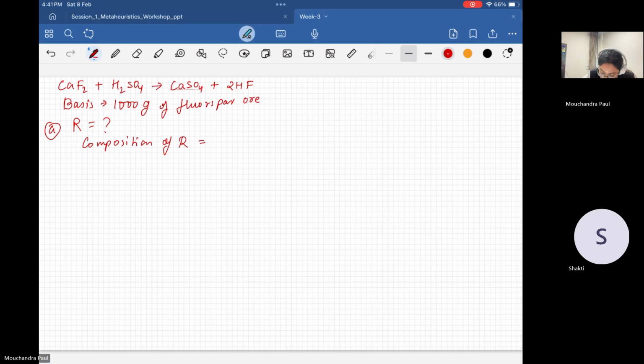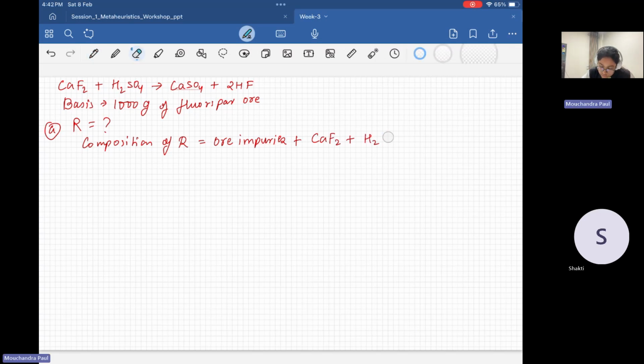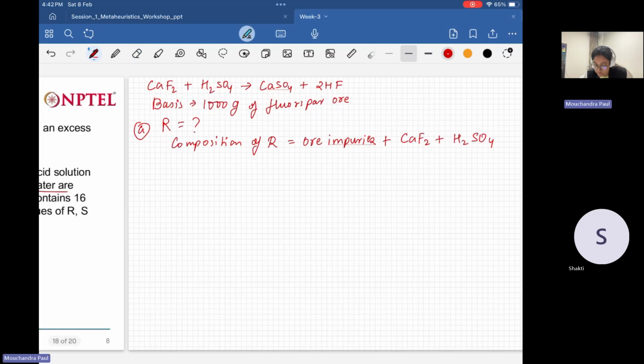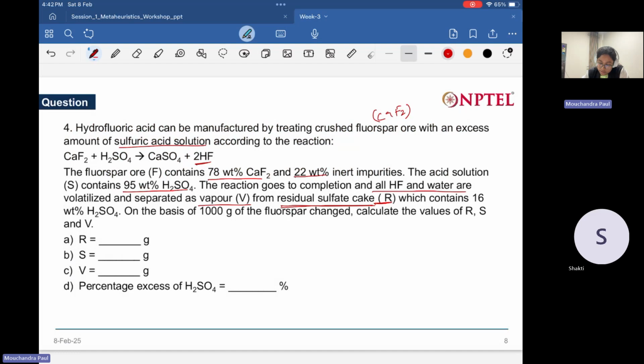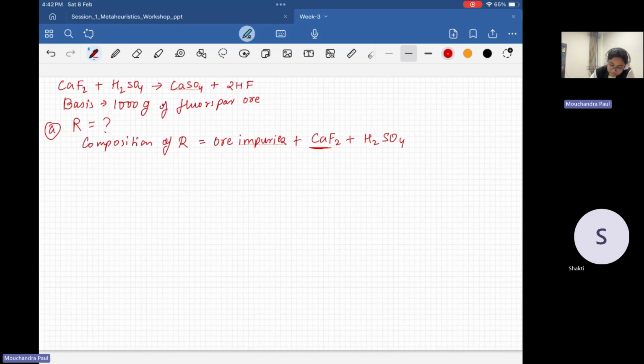So first let me write the composition of R. R contains ore impurities, then it also contains CaF2, and H2SO4. This is the composition of R, and HF is the 16 weight percent. And we know that 78 weight percent CaF2 is there, but some of it has been used for getting HF, so that we have to subtract later on. Okay. So let's consider first part CaF2.